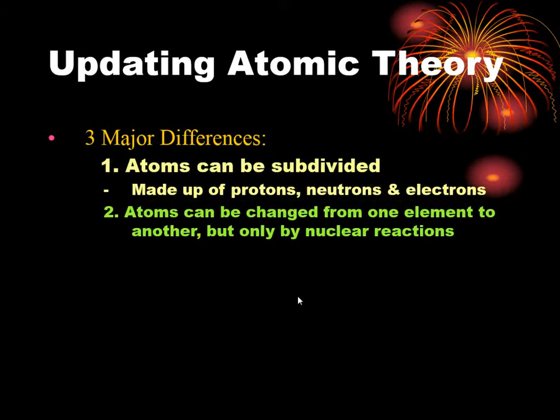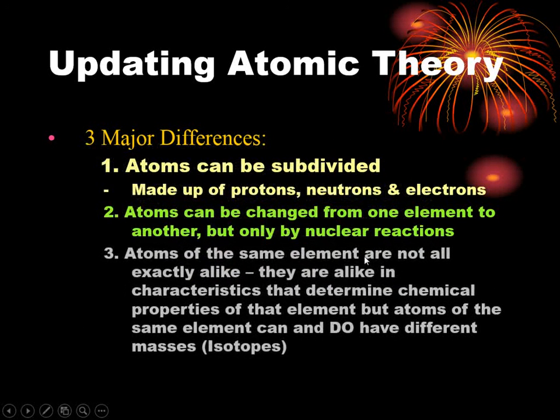Atoms can be changed from one element to another, but only by nuclear reactions. Okay? So that's like radioactive decay. There's no transmutation, no turning lead to gold. We still can't do that. Okay? But we can go through radioactive decay in which one element turns into another element.